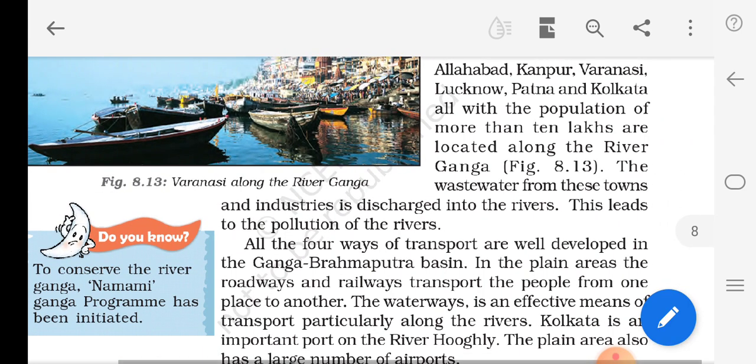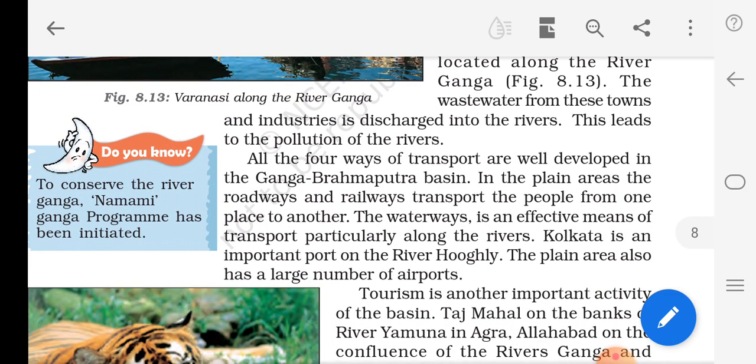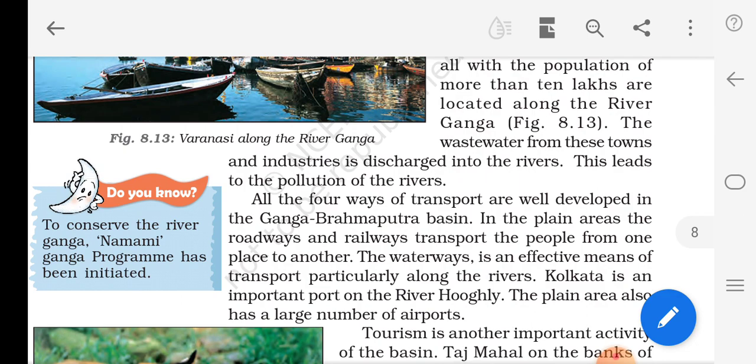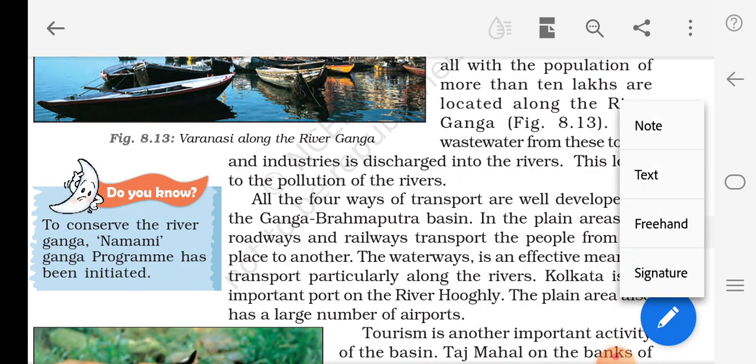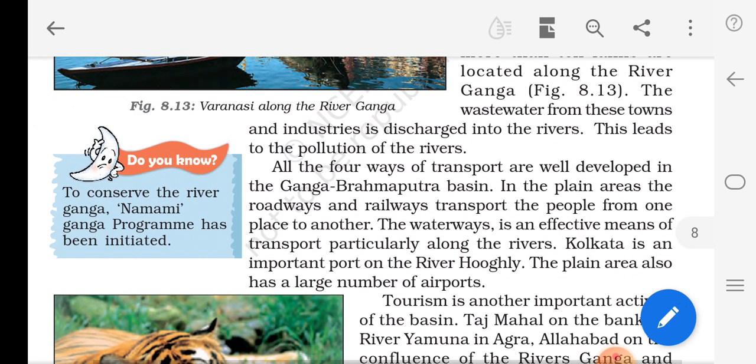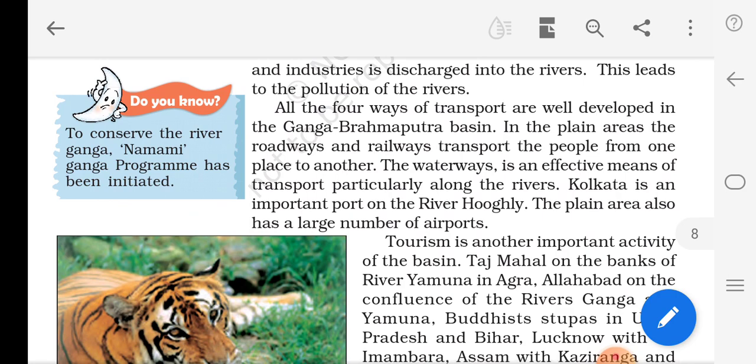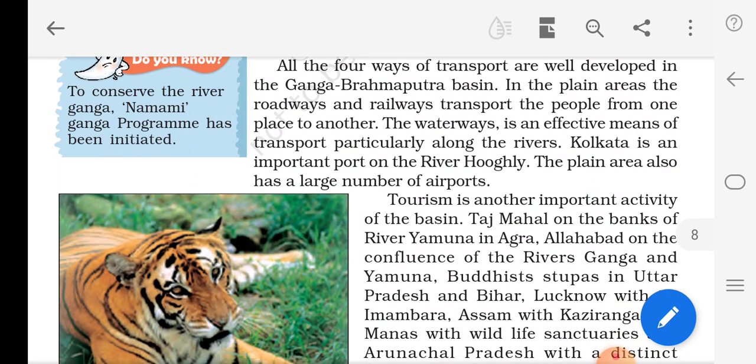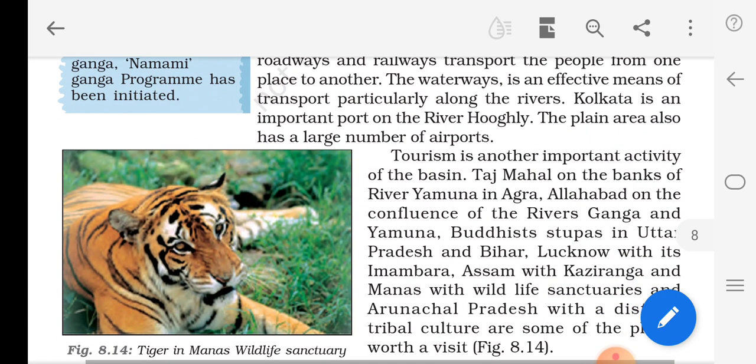What is the result of this? Pollution of the river. All the four ways of transport are well developed in the Ganga Brahmaputra basin. What are the four ways of transport? That is railway, roadway, waterway and airway. In the plains areas, roadways and railways transport people from one place to another. The waterways are particularly along the rivers, and Kolkata is an important port. There is a port also, that is Kolkata port, and the plain area also has a large number of airports.